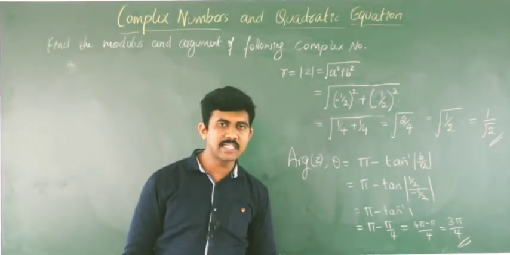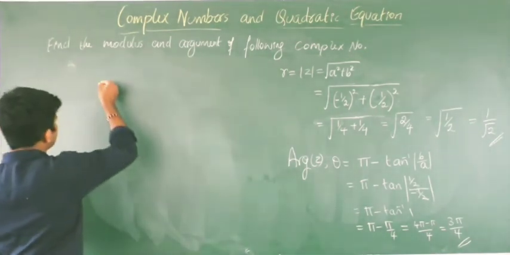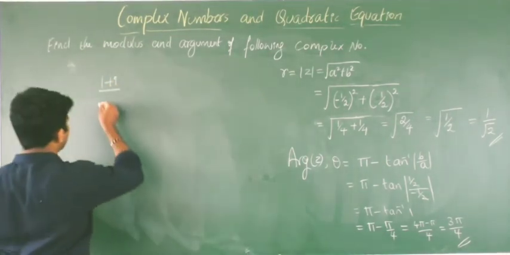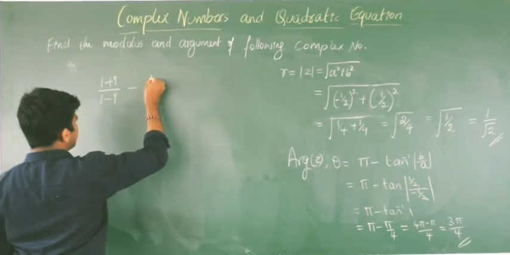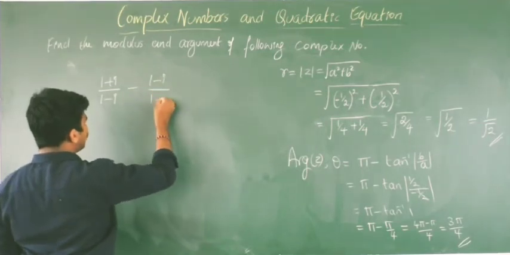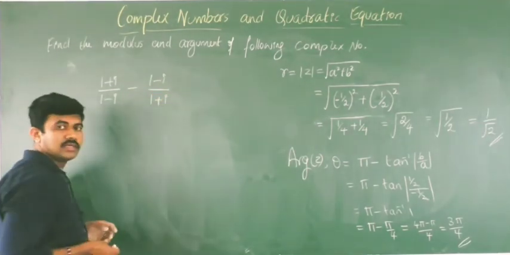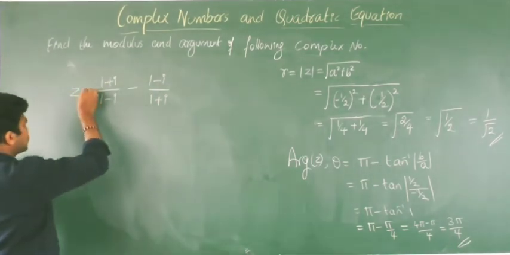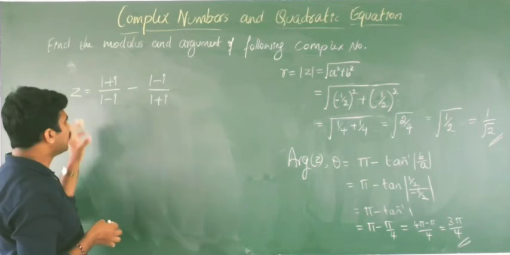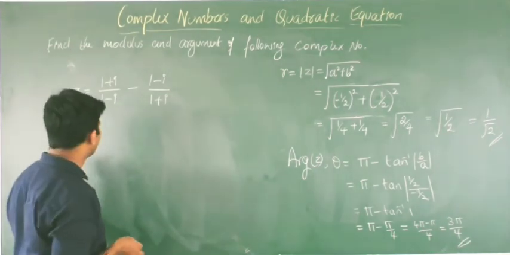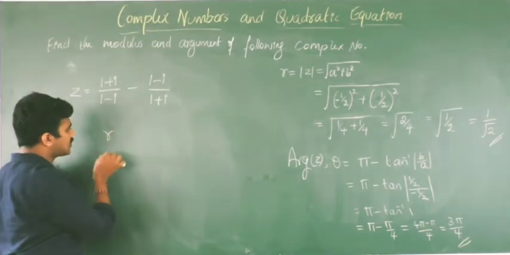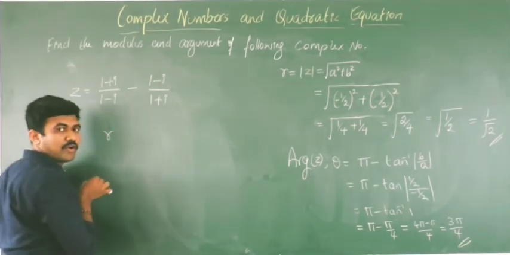Now see the last question of this, that is 1 plus i divided by 1 minus i, minus 1 minus i divided by 1 plus i. Here we have to simplify this question. Z is this expression. How to simplify this? See, to find the modulus, directly we can find the modulus by using the properties of modulus.